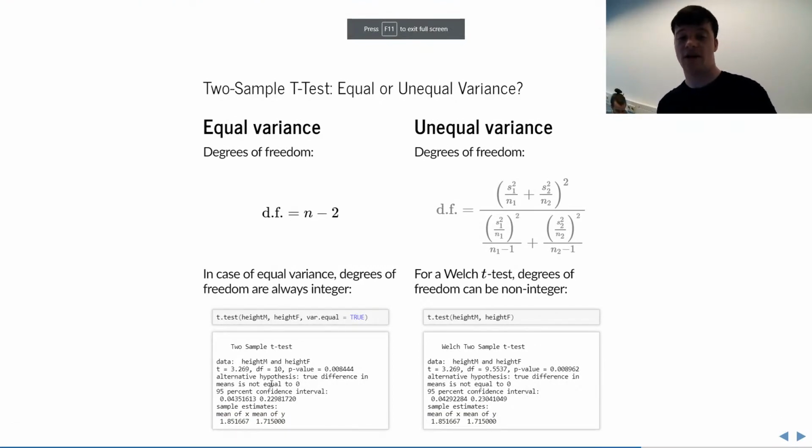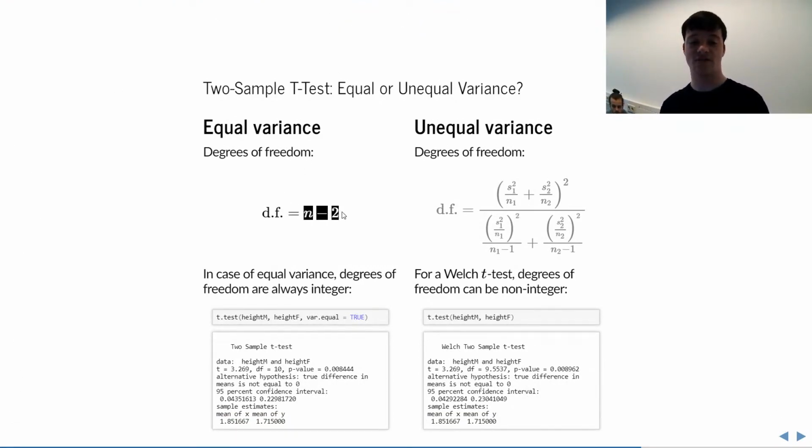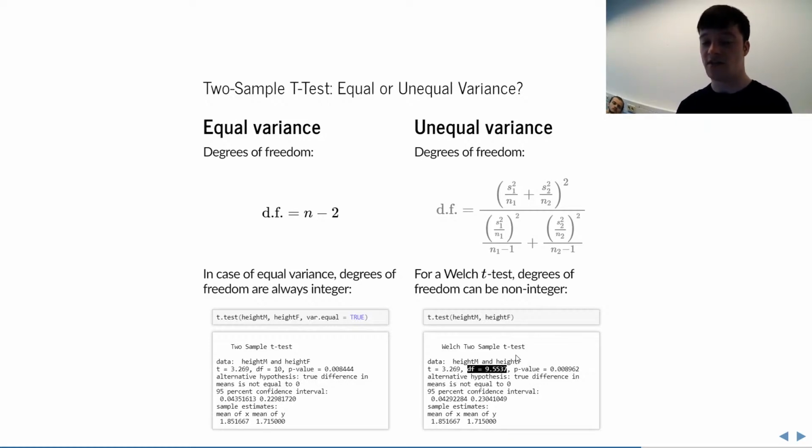Okay, so again, this one you should know. It's not very difficult. Degrees of freedom of equal variance t-test is the sample size minus 2 because you calculate two means. This one you don't have to know. I just wanted to show it because hopefully that clears up some confusion when you see a non-integer degrees of freedom. It just means that this test was performed with unequal variance.